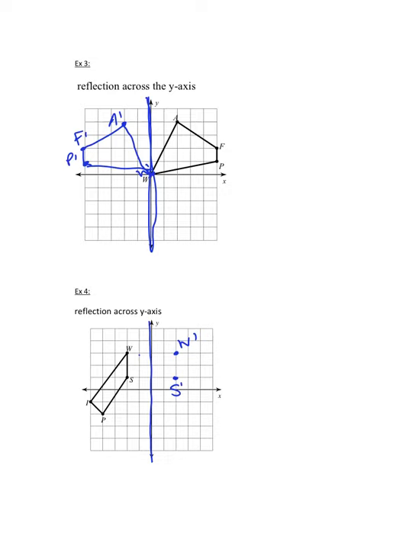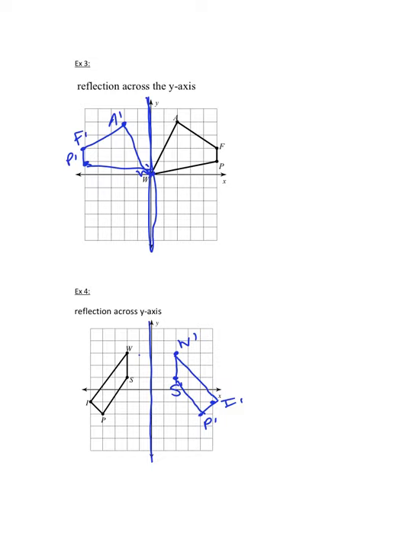P is 1, 2, 3, 4 away. I go 1, 2, 3, 4 to the other side, is P prime. I is 1, 2, 3, 4, 5 away. I go 1, 2, 3, 4, 5. There's I prime. And now it's going to look backwards. The figure looks backwards because it was reflected.